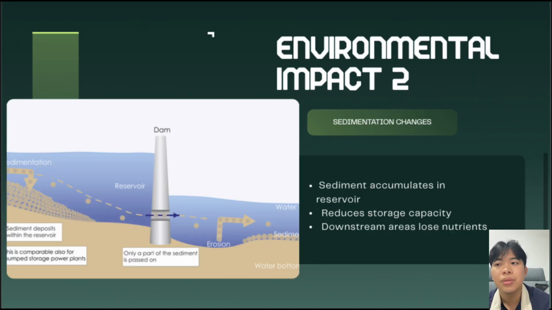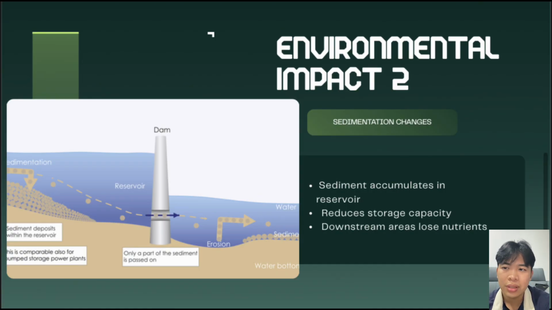Environmental impacts 2. Sedimentation changes. Another environment impact is sedimentation. Normally, rivers carry sediment downstream naturally. However, the dams trap sediment in the reservoir. Over time, this can reduce the water storage capacity and affect the nutrients available to downstream ecosystem.